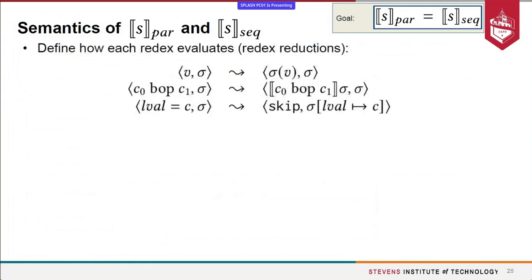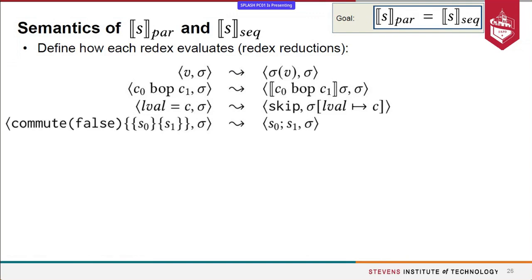And we're going to have these reductions on redexes. These are pretty standard. For a variable, we just look it up. For a Boolean or for a binary operation between constants, we just evaluate that. And for an assignment of a constant, we're just going to update the state. And we're going to add this reduction for commute false, when that commutativity condition does not hold. We just want the two statements to execute in sequential composition, the right-hand side of that diagram from before.